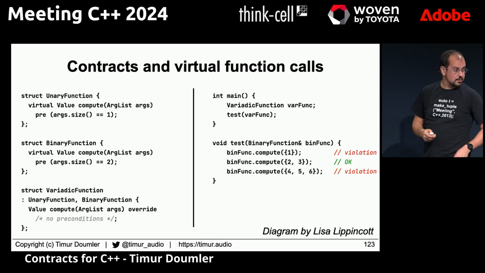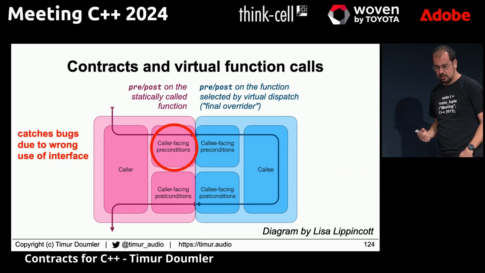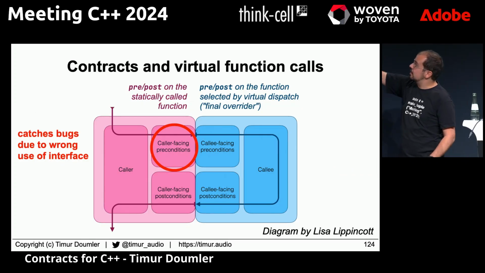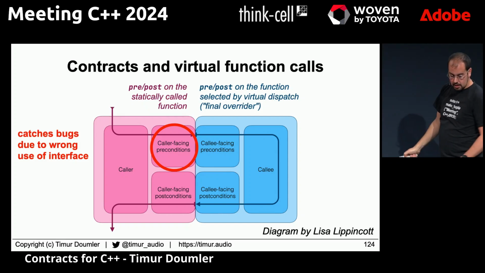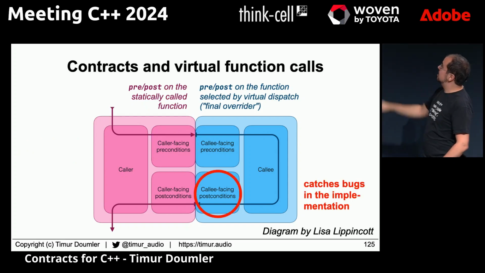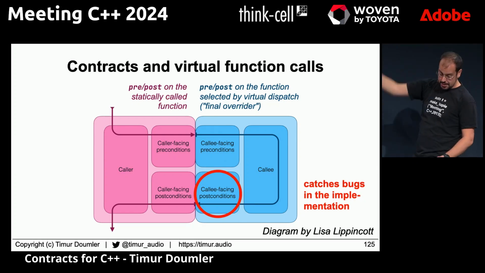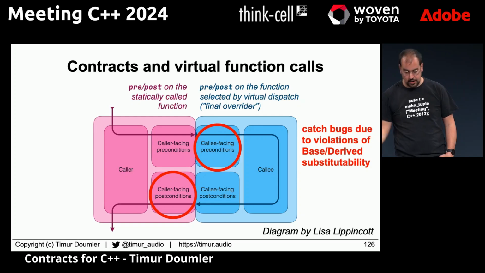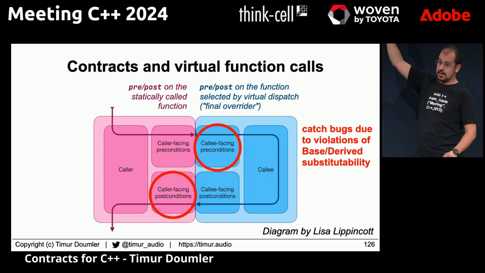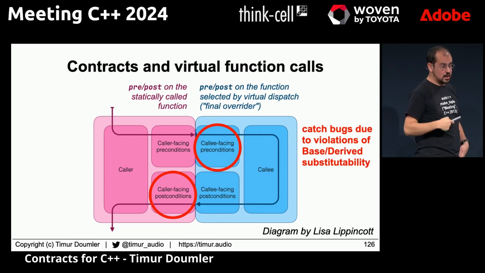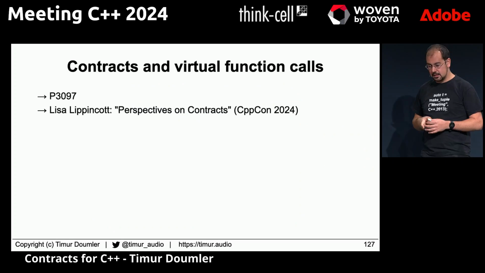So it turns out that doing it this way captures exactly all the bugs that you want to catch. These preconditions, if those fail, that indicates that you called the interface incorrectly. Then if that one fires, it means that this function that got selected by virtual function dispatch was not implemented correctly. And if either of those fire, it means that the function on the right-hand side isn't actually substitutable for the one on the left that you called, which means that you have a bug in your inheritance hierarchy somehow. So that is a very fascinating topic.